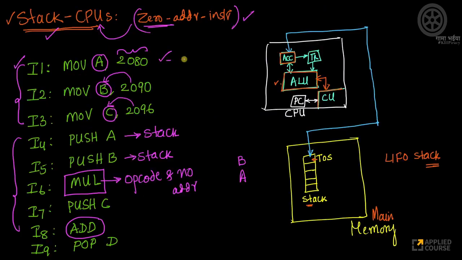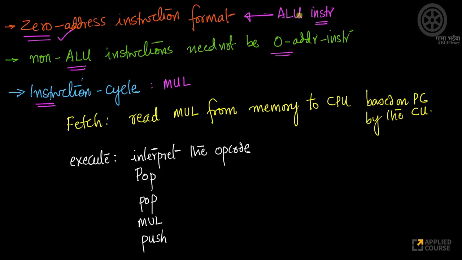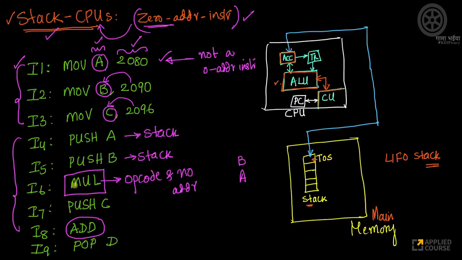Look at this. This whole program is executing on a stack CPU, but this is not a zero address instruction, because here I'm giving both the location of the register and the memory location from where I want to obtain the data. So in a stack CPU, your arithmetic and logical instructions are zero address instructions. Your non-ALU instructions need not be zero address instructions. They may be, but they need not always be. That's very important.